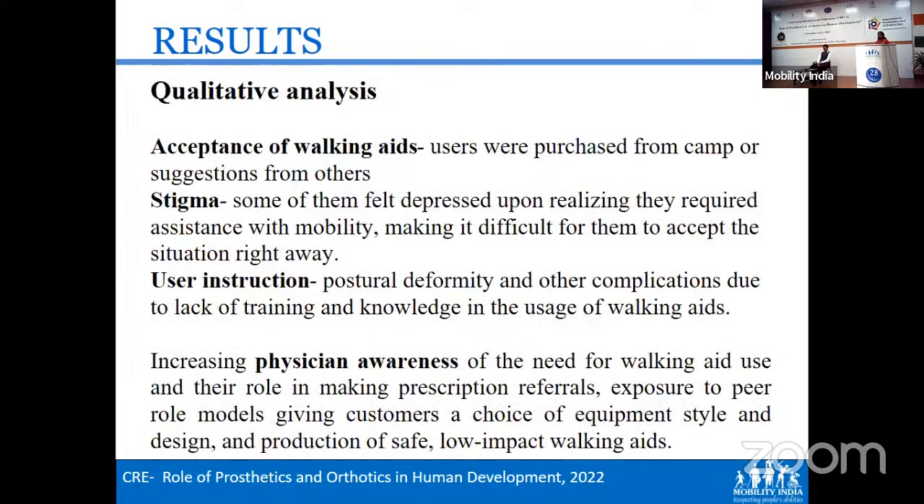Now I'm going to talk about the qualitative analysis. From the collected data, I have categorized it into three categories. One is the acceptance of walking aids, next is stigma, and the third is user instruction.